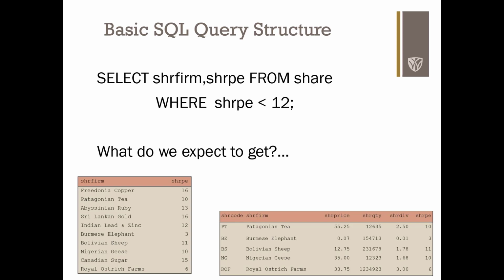So let's basically combine 2 and 3 from the previous slide. So select share firm, share PE from share, where share PE is less than 12. What would you expect to get if we were to run this query? Well, we're going to get these two attributes listed, so share firm and share PE, but instead of listing all of them, we're only going to get those where the share PE is less than 12. Basically, the records that are shown here on the right.